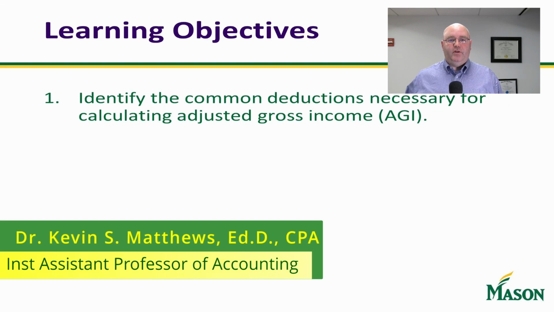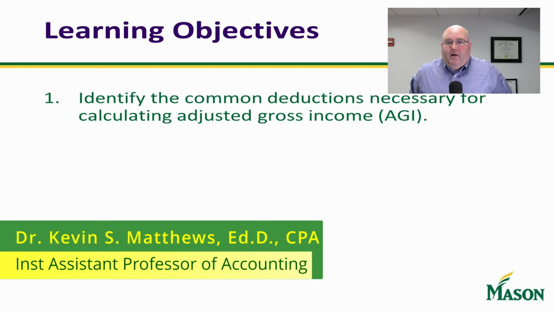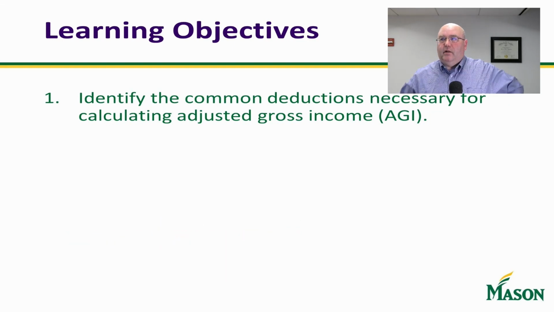All right, everybody, so in this video we're going to talk about identifying common deductions necessary for calculating adjusted gross income. Now, actually, before I go to the next slide, let's talk a little bit about what Chapter 6 is. In Chapter 4 we talked about an overview of individual taxation. In Chapter 5 we talked about gross income. Now we're going to talk about what to subtract from gross income in order to arrive at adjusted gross income, and then later on taxable income, so we can calculate tax.